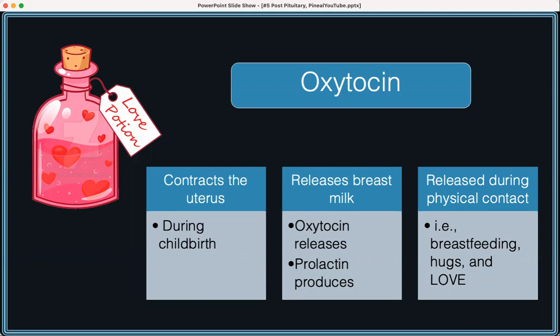So these are all released during physical contact, love, intercourse. It's the way of our bodies ensuring that we stay in groups, because survival is dependent upon staying within groups.